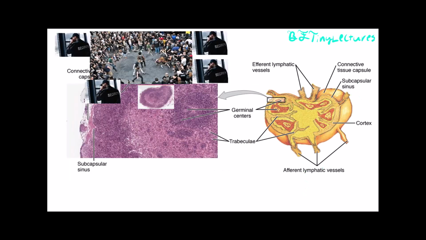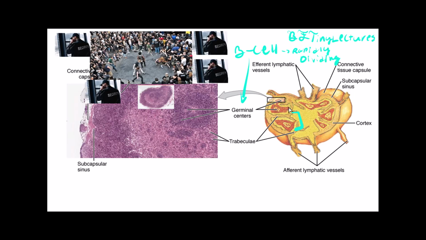Inside the lymph node, near the cortex, we have these little centers, and these centers are called germinal centers. So now we're inside the club, and you notice that there's a large collection of people in a circle, and that is called a mosh pit. And this mosh pit has a bunch of B cells. So these B cells are going to be inside the germinal centers, and they are rapidly dividing.